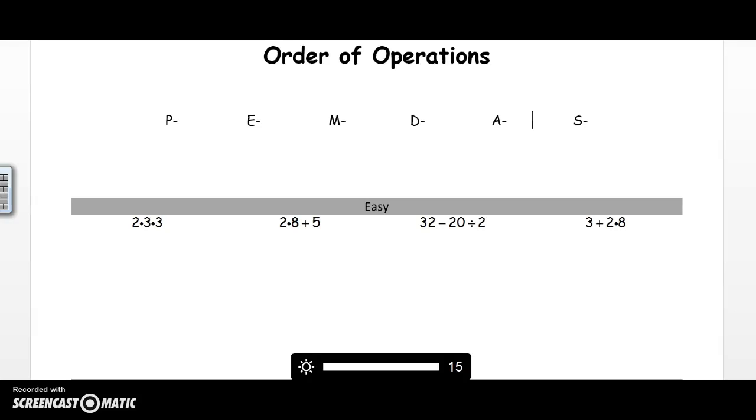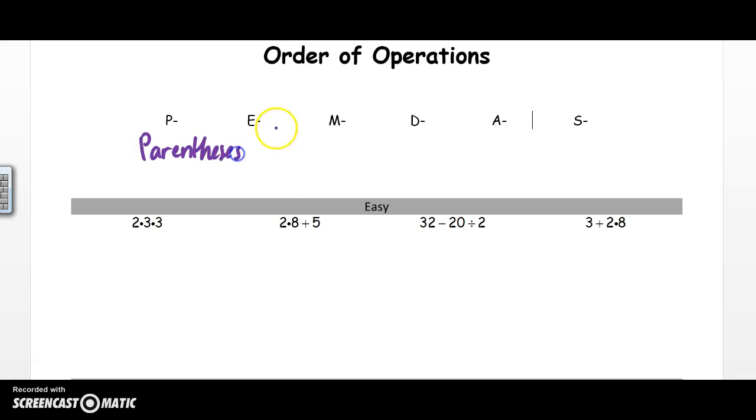Let's talk about order of operations. So many of you have ever heard of PEMDAS. PEMDAS is parentheses, exponents, multiplication, division, addition, and subtraction.